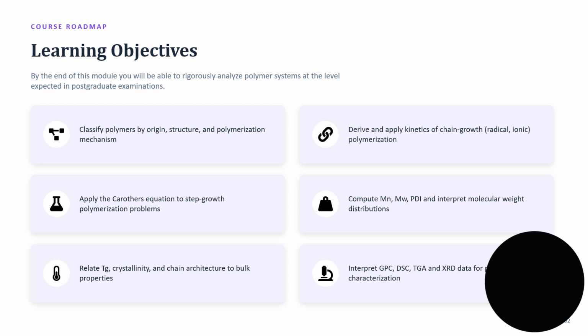And 6. Read and interpret characterization data from GPC, DSC, TGA, and XRD. Keep these six pillars in mind. Everything we cover today builds towards them.